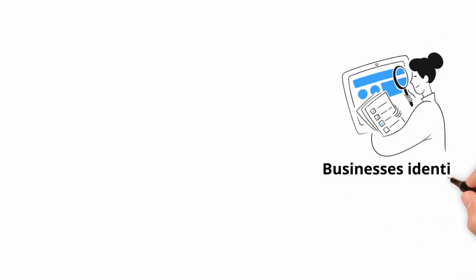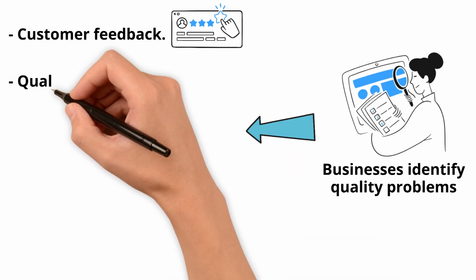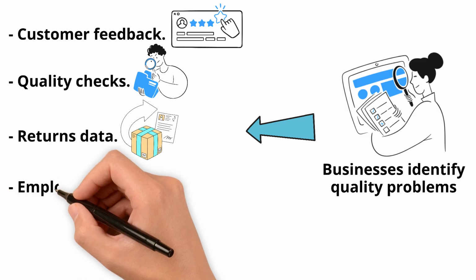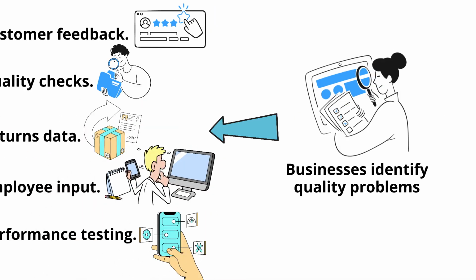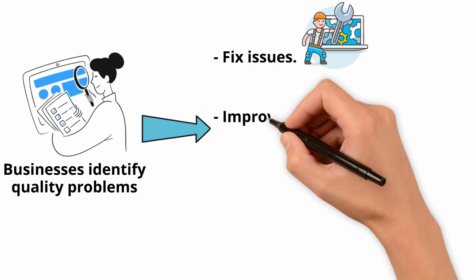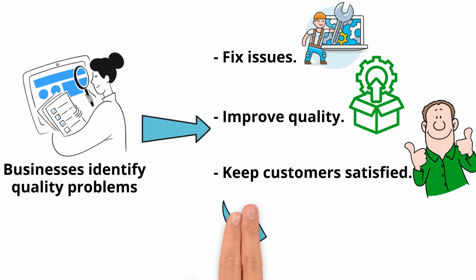So in short, we can say that businesses identify quality problems by using customer feedback, quality checks, returns data, employee input, and performance testing. Identifying problems earlier allows businesses to fix issues, improve quality, and keep customers satisfied, which results in overall making profit.